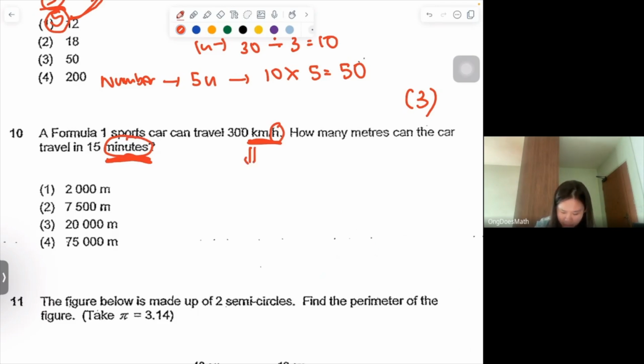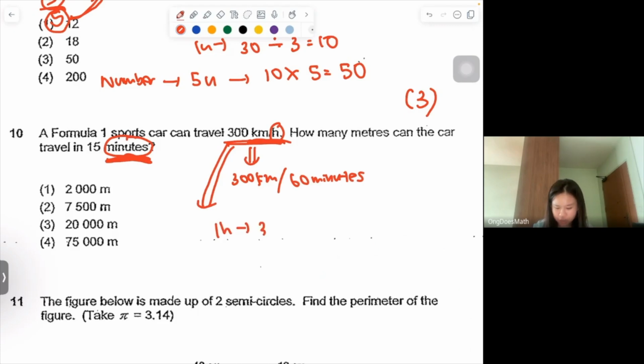So 300 km per hour is actually equivalent to 300 km per 60 minutes. How do you read the speed? 300 km per hour just means that in 1 hour, the car can travel 300 km. And 1 hour is equal to 60 minutes. So in 60 minutes, the car can travel 300 km. So we want to convert hours to minutes. So we want to find out the speed in terms of kilometer per minute. So we just have to find out how much distance the car can travel in 1 minute.